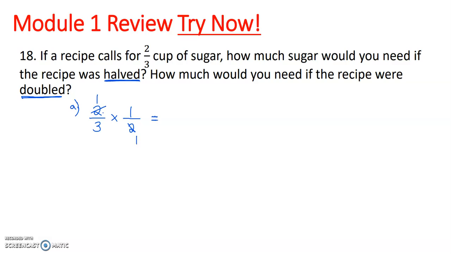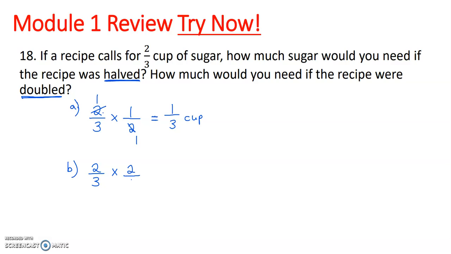Multiply our numerators. 1 times 1 is 1. Denominator, 3 times 1 is 3. And so half of 2/3 is 1/3. For B, how much would you need if you doubled the recipe? We're going to take the 2/3, and this time we're going to double it. So we're going to multiply by 2.